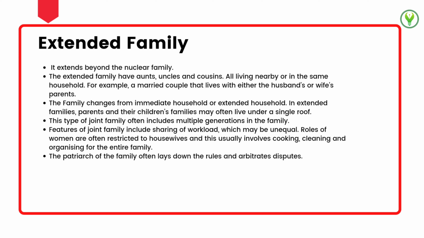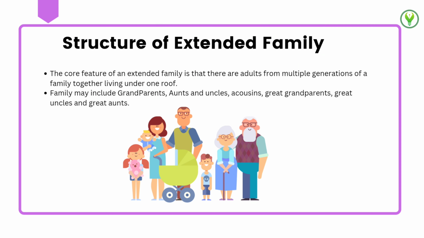Moving on with the structure of an extended family. The core feature of an extended family is that there are adults from multiple generations of a family living together under one roof. The family may include grandparents, aunts and uncles, cousins, great-grandparents, great-uncles and great-aunts. Moving on with advantages of extended family.